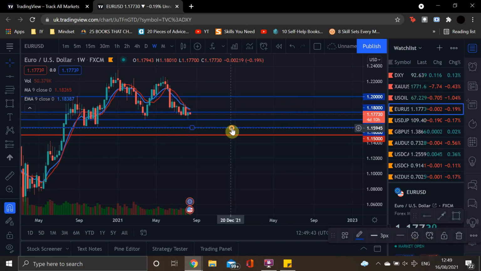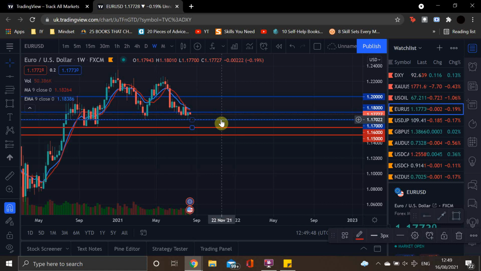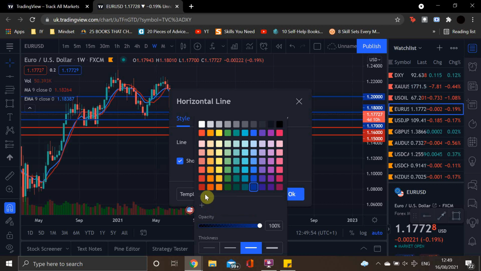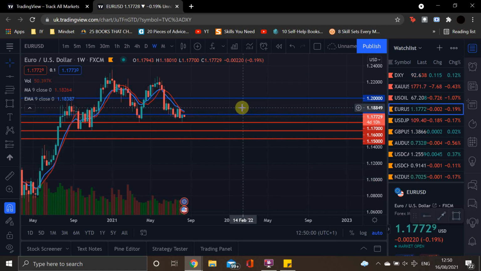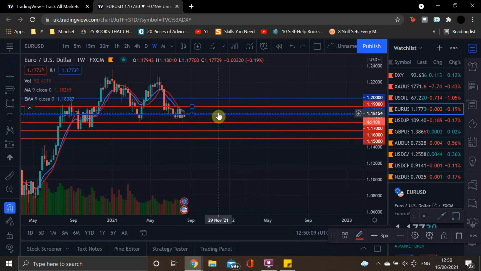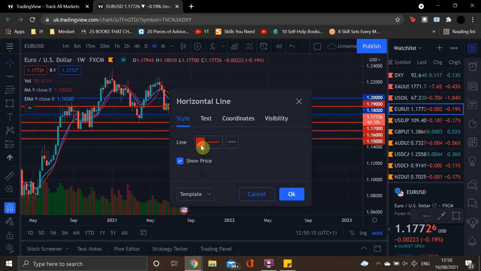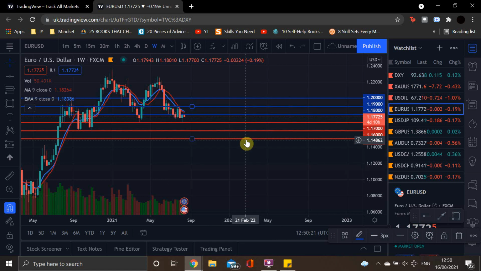Cool. Okay, so we got support zones, which are red, and then we got resistance points here. And then I should also mark 1.192 since it also reacted off that area to 1.19. So we got our major levels marked here. So we got 3 blue lines and 3 red lines. Cool.